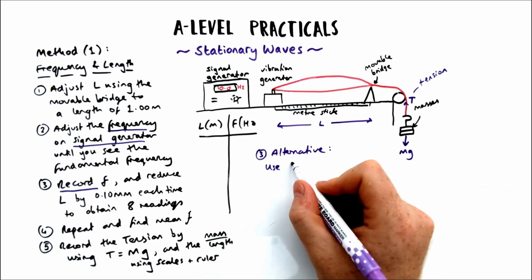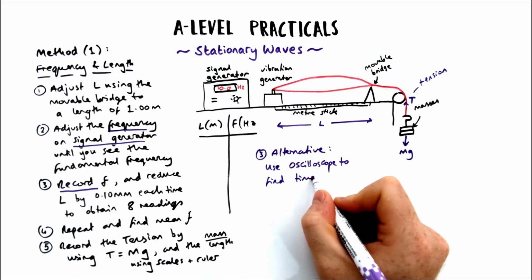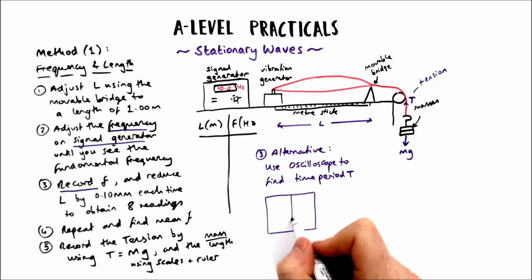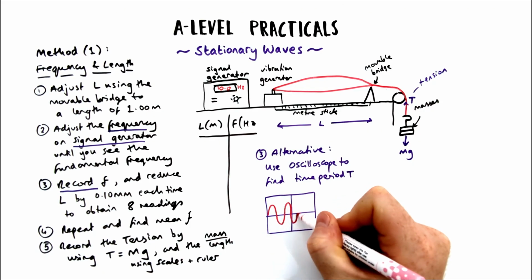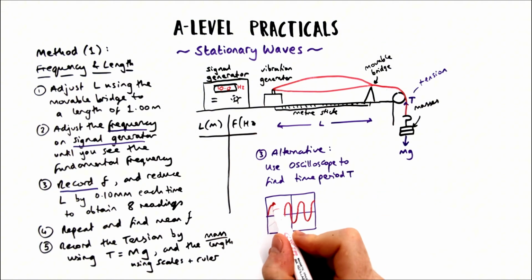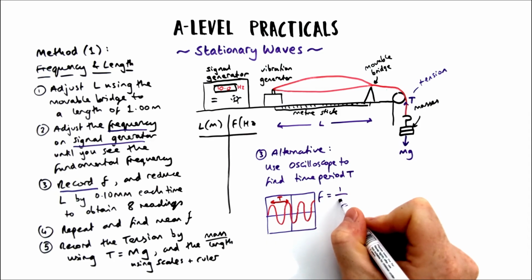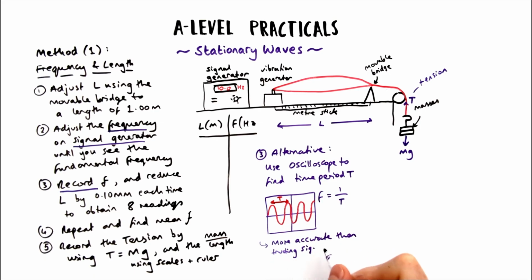An alternative to stage 3 is instead of relying on the signal generator to tell you the frequency, you could be asked to use an oscilloscope to find the time period. To find the time period first, on the oscilloscope, you need to measure the distance from one peak to another, and then use the time-base setting on the oscilloscope to find the time period. Then the frequency is just 1 divided by that. It is generally more accurate than trusting the signal generator, but you should find they're relatively similar.